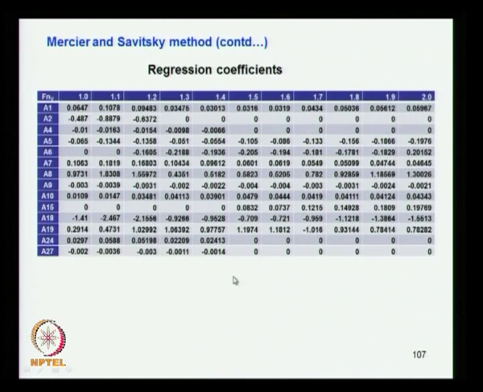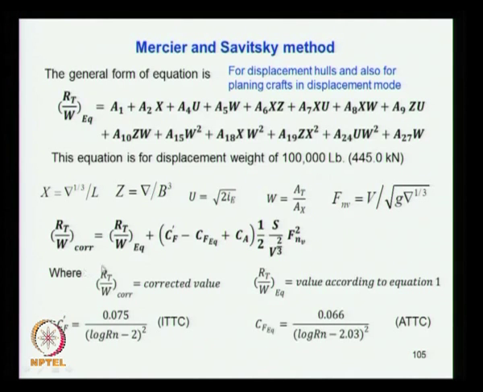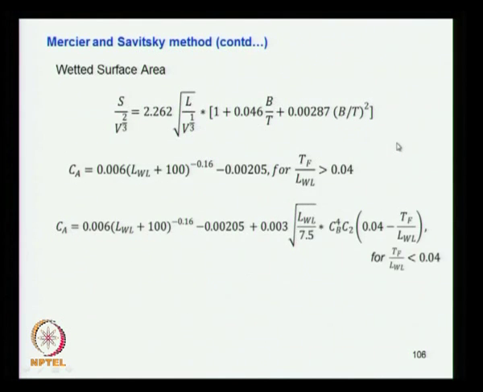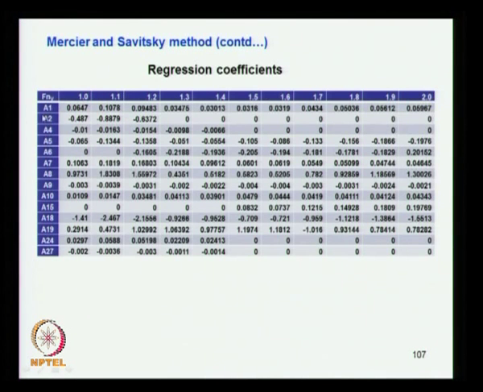So this is the Mercier-Savitsky method. So here the coefficients what you need, A1, A2 etc. up to A27, that is what you need here, these quantities are given here. You can see that these are the A1 values. So A1 values are given for a particular Froude number, volume Froude number. If the volume Froude number is equal to 1, you use these values.